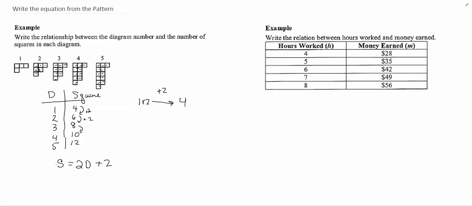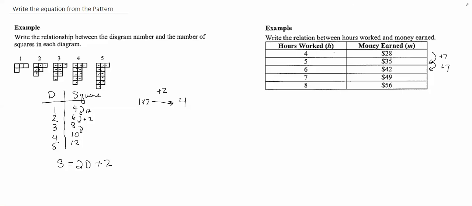Let's now look at this other example. We've got the relationship between the hours worked and the money earned. Let's do this exactly the same way as we were previously. We've got dollars, and from 28 up to 35, I've added $7. When I go from 35 to 42, again, that's $7.